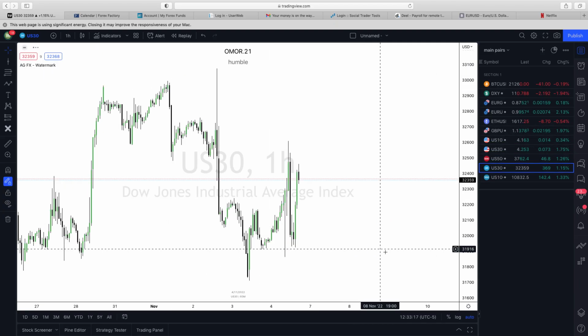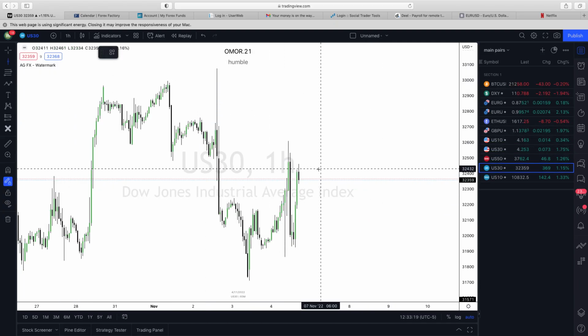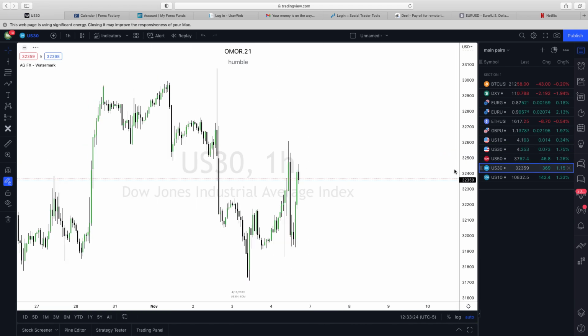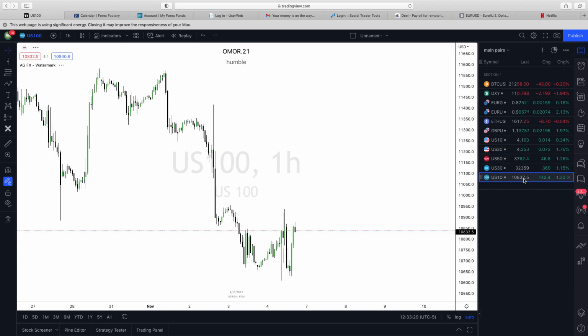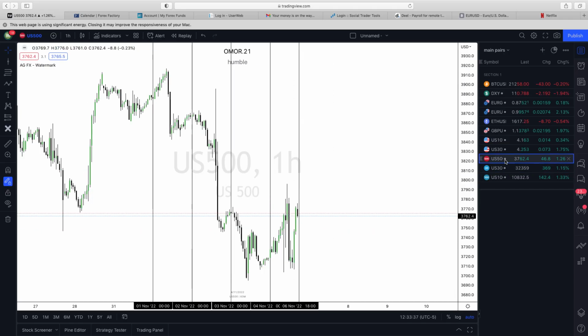Now let's go to US 30. This high took out this high, right? Now let's go on US 10. And you see how this high did not exceed this high. So how do you use a divergence? You need correlated pairs. So for example, the DXY, the Euro USD, and the GBP USD, they're three correlated pairs. You need a triad of pairs. There's a triad of indices as well. US 500, US 30, and the US 10.